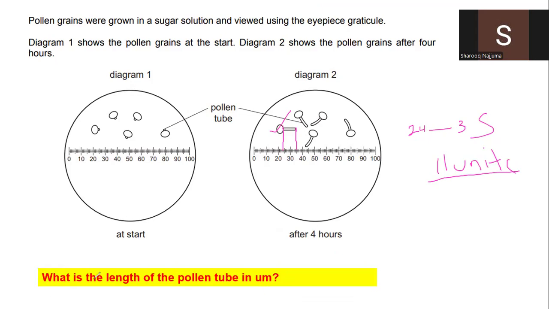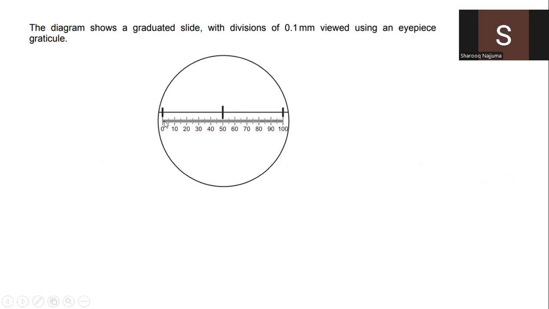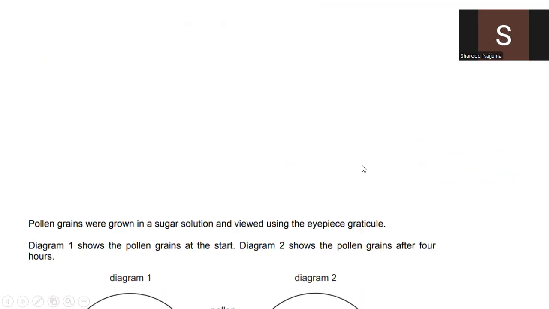But they're asking me, what is the length of the pollen tube? So I have to turn this into known units. And they were very specific in micrometers. But let me take you back to our previous slide. Remember, in our previous slide, we had already calibrated the eyepiece graticule. If you go back, you could see that 50 divisions or 50 units were equivalent to 0.1 millimeter. So that is what I'm going to use.